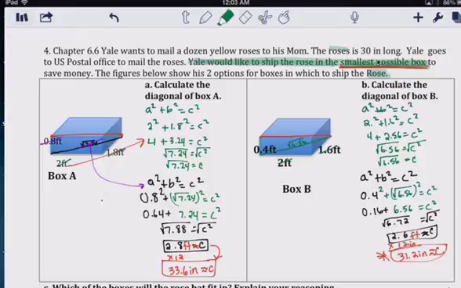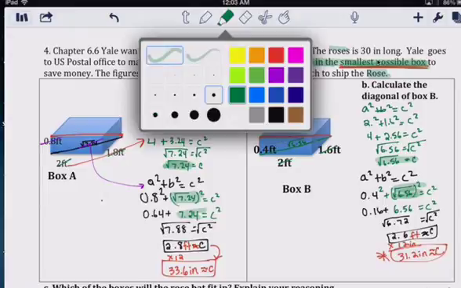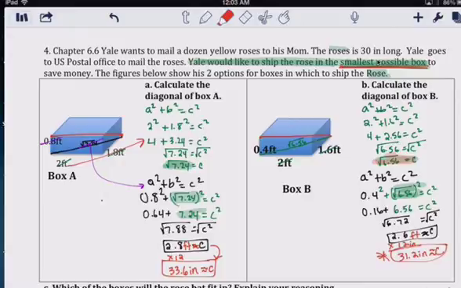And make sure you leave your first answer in radical form so that it comes out to be an easy answer for the second one. Okay? Same thing here, leave your answer as radical for the second box. Right there. And then multiply it by 12 to make it into inches.